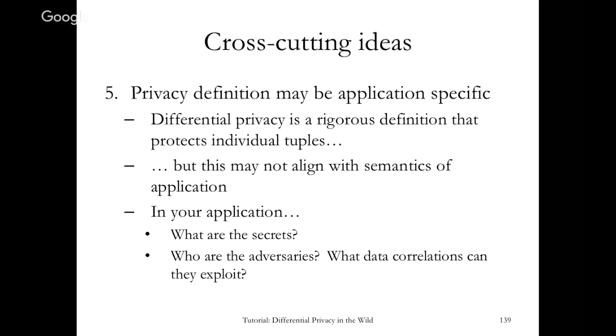So differential privacy, on the one hand, is a very general and very robust definition. But as Ashwin illustrated by looking at it through the lens of pufferfish, it's really protecting individual records, viewing a record as a secret, under some assumptions about the data generating process that produced those records. And that may not align with the semantics of your application.